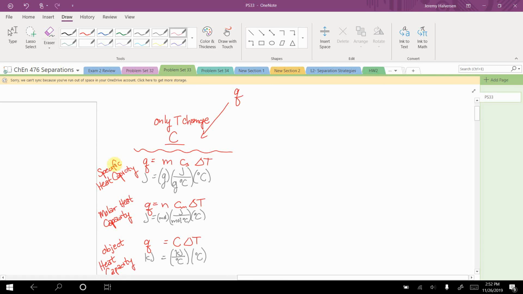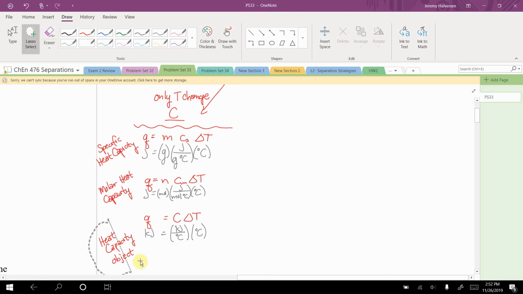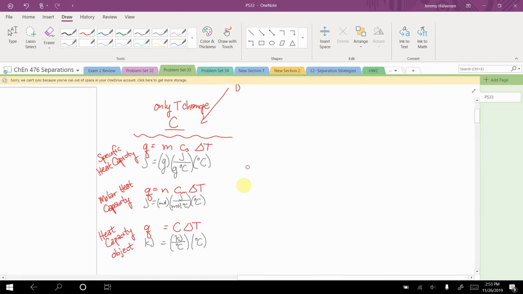And we could differentiate them by specific heat capacity, molar heat capacity, and heat capacity, which is for an object, but I don't usually differentiate them like that because I think that conceptually they're all exactly the same. It's literally just the units that are changing. But you will have to know when, specifically with calorimetry, when you need to just use the heat capacity. You'll have to be familiar with that. So this is how we calculate heat for a change in temperature.